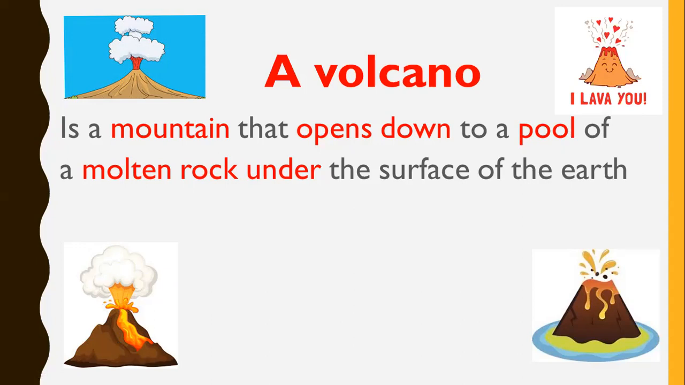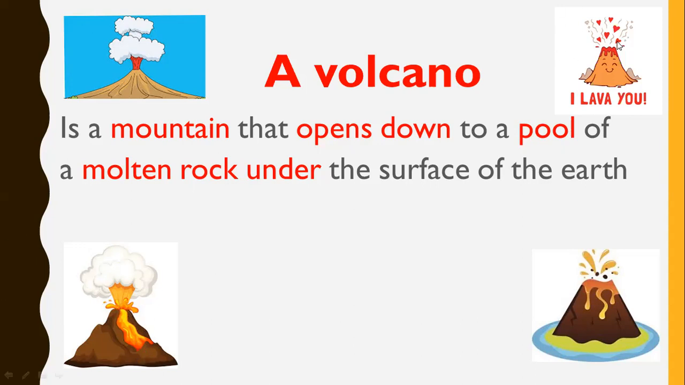A pool means a small lake, but it doesn't contain water as we think. No, it contains, oh God, molten rock under the surface of Earth. See these orange and yellow colors? They are called molten rocks. They come from under the surface of Earth. So whenever it comes out, it gets this shape.